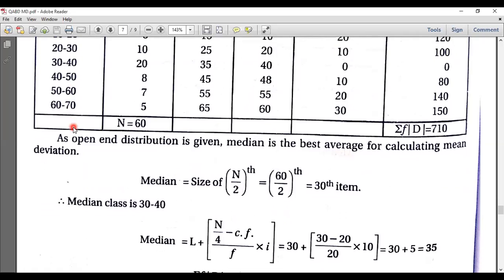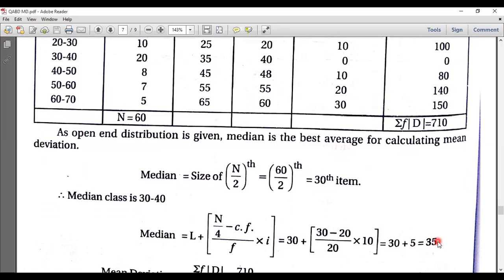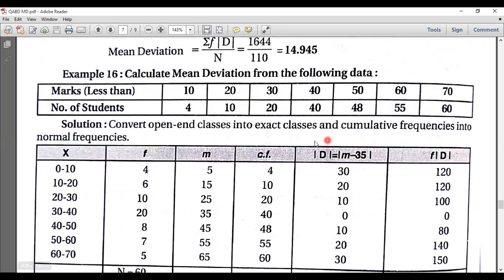Apply the formula to the 30 to 40 class, and we'll get the median is 35. Now calculate the mean deviation. To calculate mean deviation, we require modulus of d, that is equal to m minus 35. 35 is the median, and m is the midpoint. 5 minus 35, we get minus 30. After ignoring signs, we'll get 30. 15 minus 35, we'll get 20.